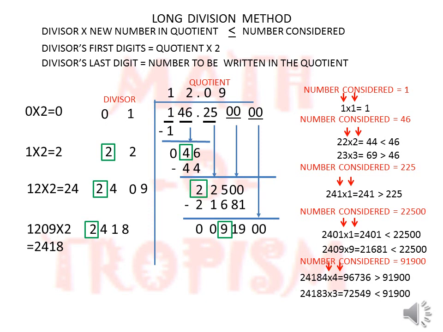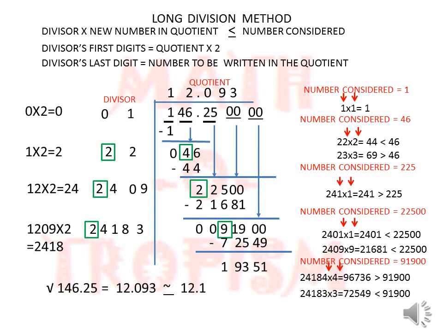That means 24183, 3 into 3 is considered. When I do 3 into 3, it comes to 72,549, and this is lesser than the number considered. So that means I put a 3 in the divisor as well as in the quotient. So when I multiply, I get 72,549, which gives a remainder of 19,351. So we can go on for however many digits we want. I am stopping with this.